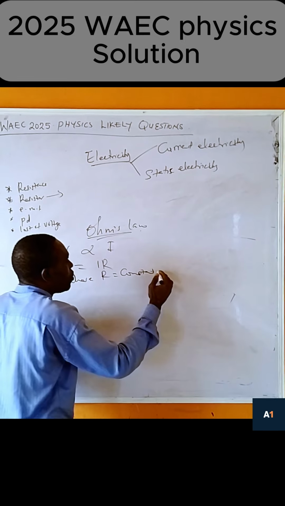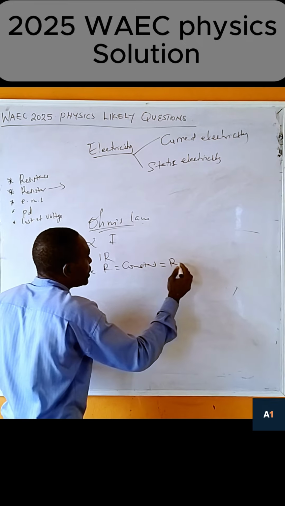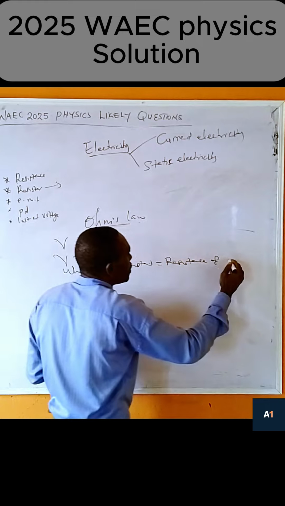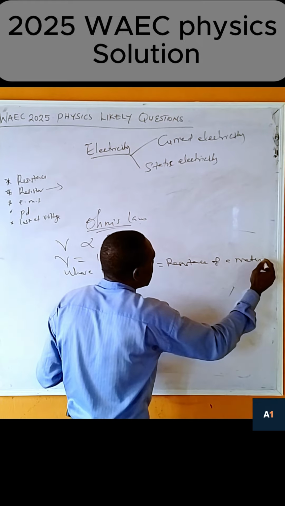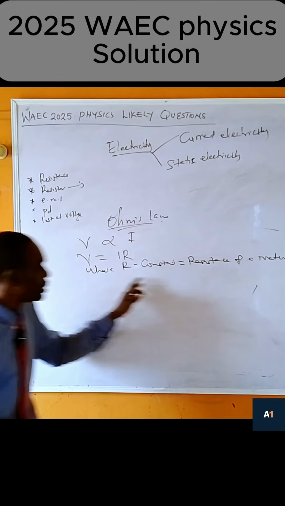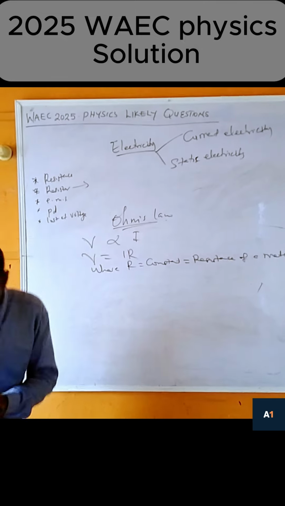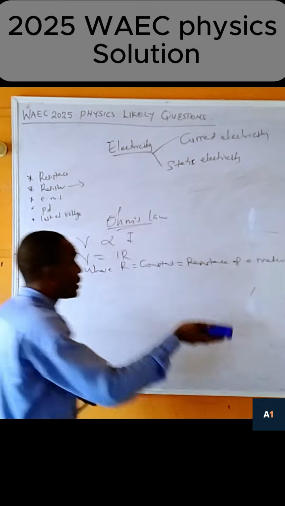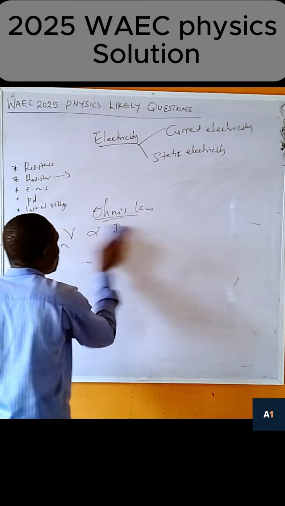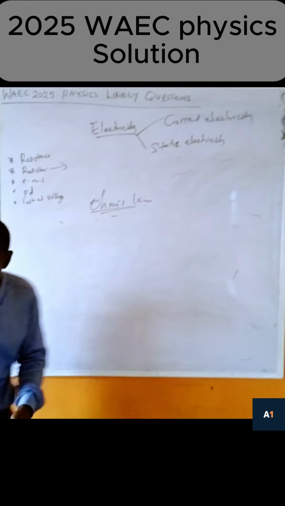which is called resistance of a material. So now this is the resistance of the material. Because different materials have their own resistance, the ability to resist the flow of electric current. So I want you to download this one on the YouTube channel.